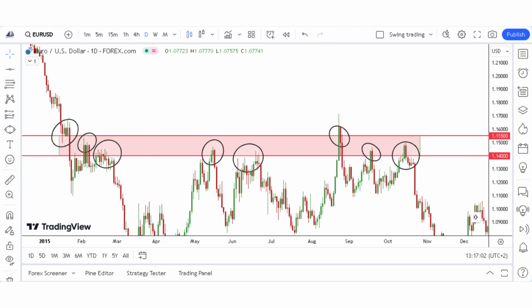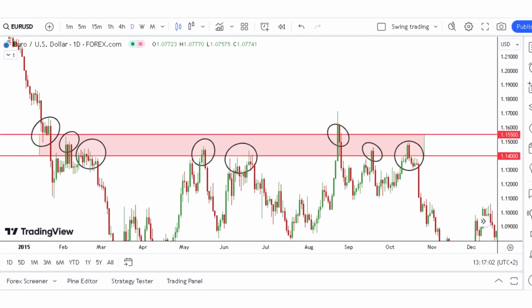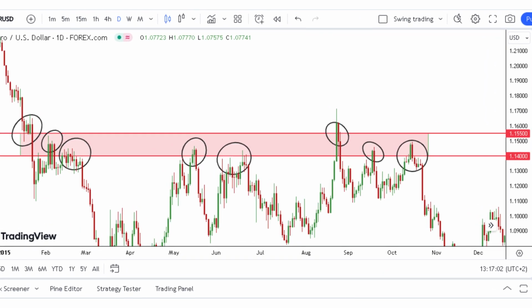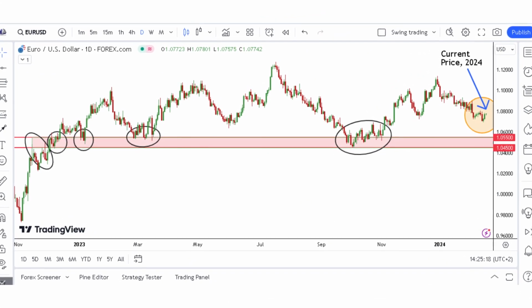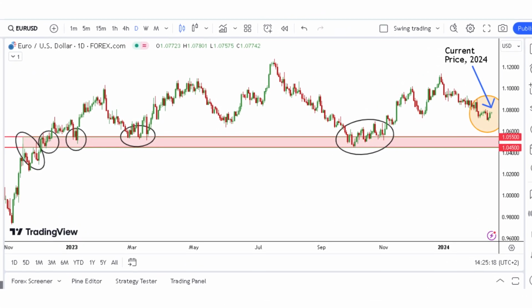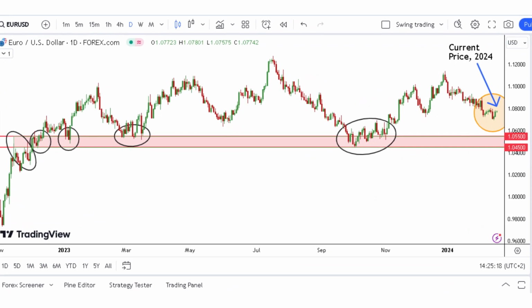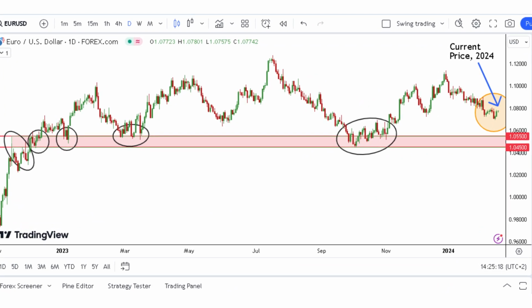Similarly, between January 2015 and October 2015, we notice 8 bounces between the price levels of 1.155 and 1.140, suggesting a valid resistance area. Let's see a more recent example of Euro-USD between November 2022 and November 2023. Here, we can observe 5 bounces between the price levels of 1.055 and 1.045, indicating another support area.